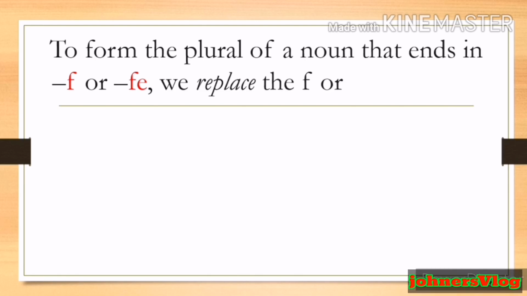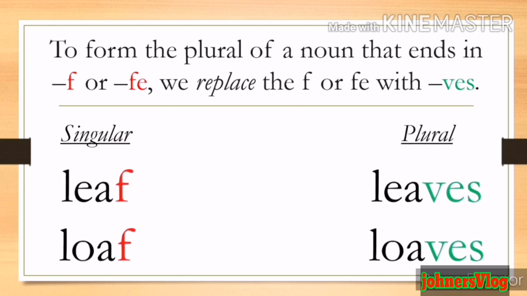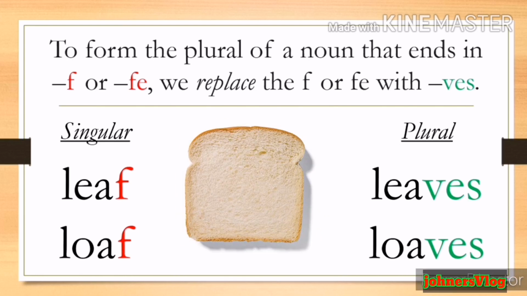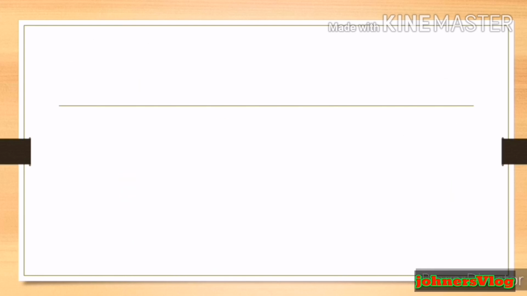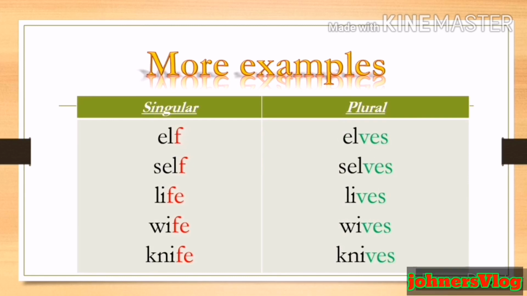To form the plural of a noun that ends in F or FE, we replace the F or FE with VES. For example: leaf, leaves; loaf, loaves. More examples: elf, elves; self, selves; life, lives; wife, wives; knife, knives.